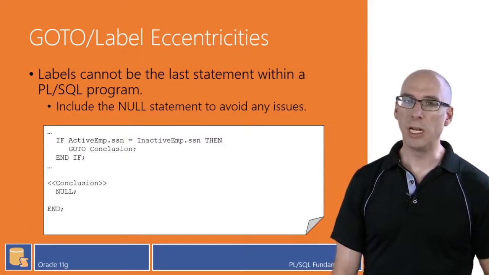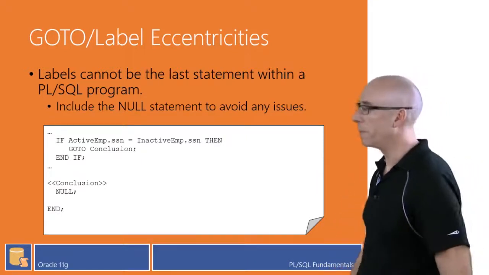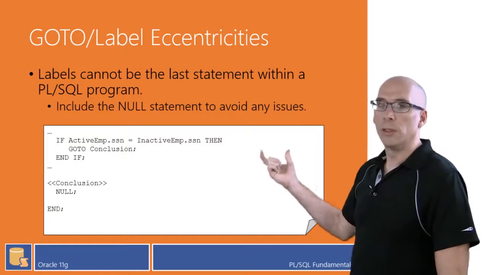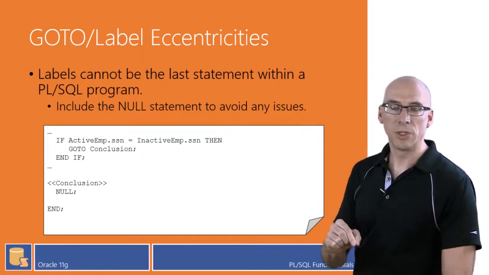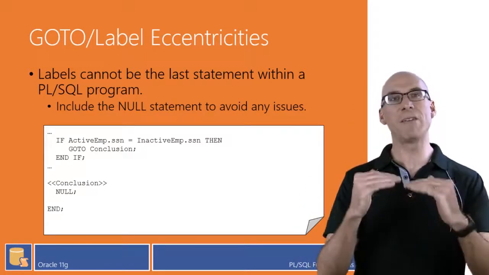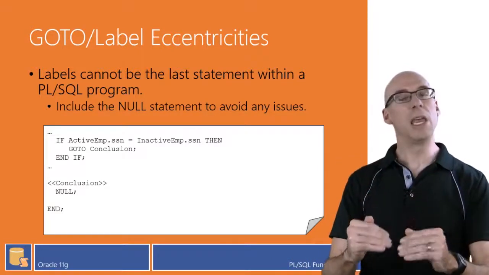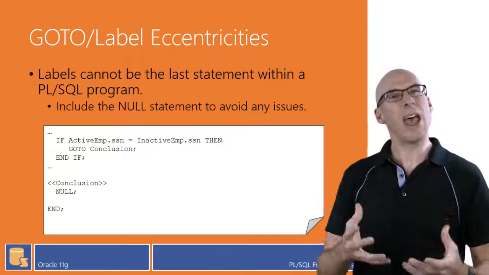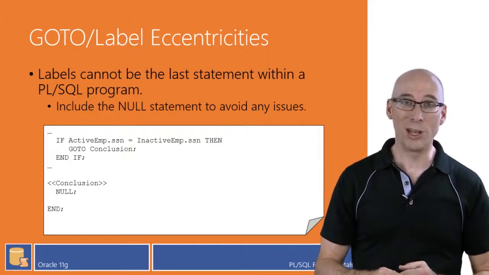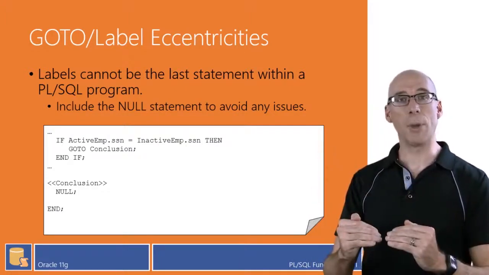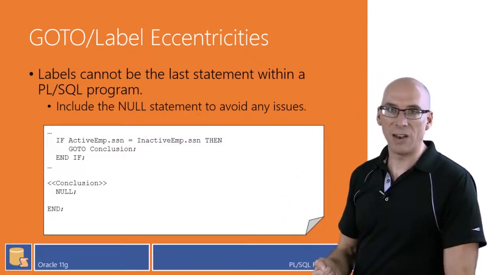Now, there are a couple other things you need to understand about a GOTO. It has some eccentricities that you need to be aware of. The label cannot be the last statement in a PL SQL script. So you can't just have a label name and then end. It can't say label and then have end. If you do that, you will get an error. You have to have something for it to do. Fortunately, we have a command that we can put if we simply want to stop execution, and that is null. Null is a valid command inside of PL SQL.